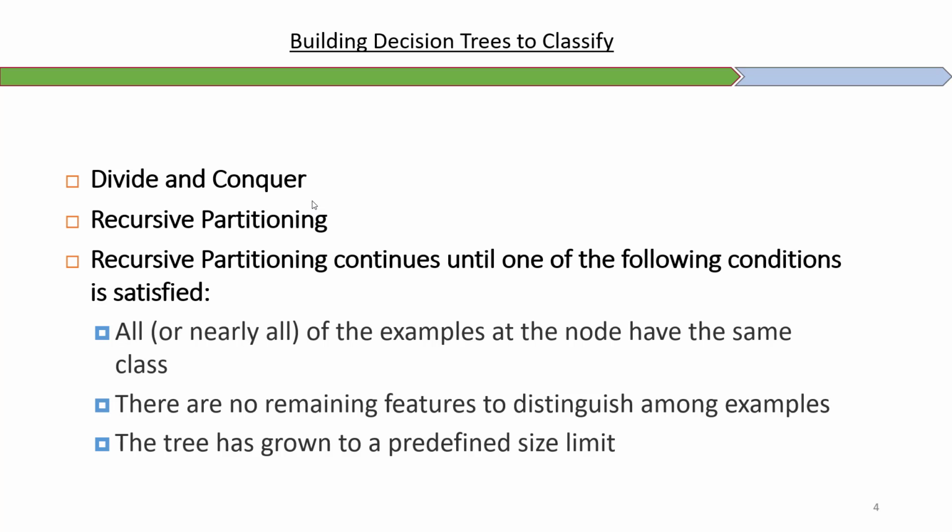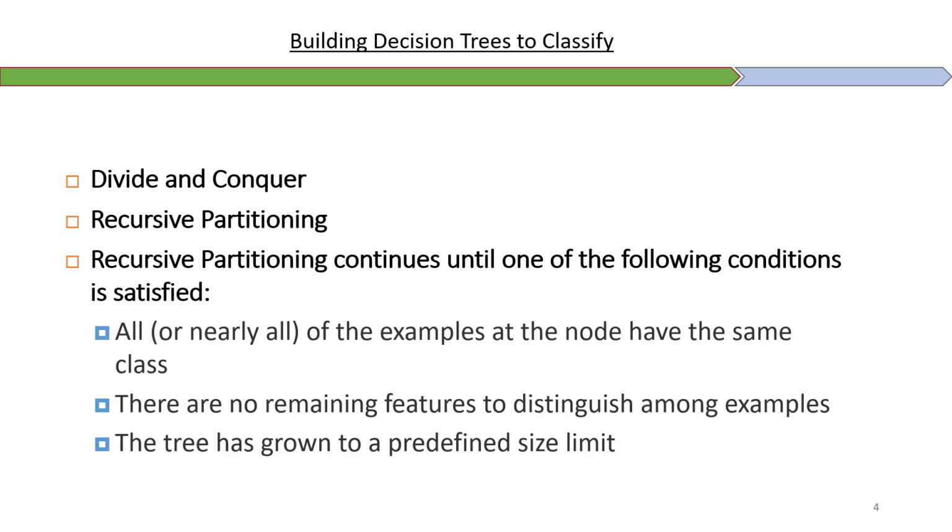So one of the questions that you may have is, when do we stop at a node, or when do we stop the algorithm? The recursive partitioning continues until one of these three criteria that are shown here is satisfied. For example, if you reach a node and if all the examples at that node belong to the same class, you don't have to keep subdividing that node.